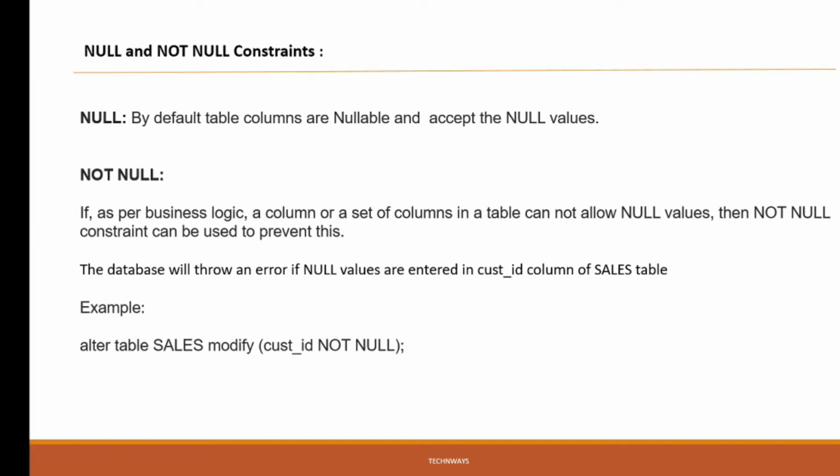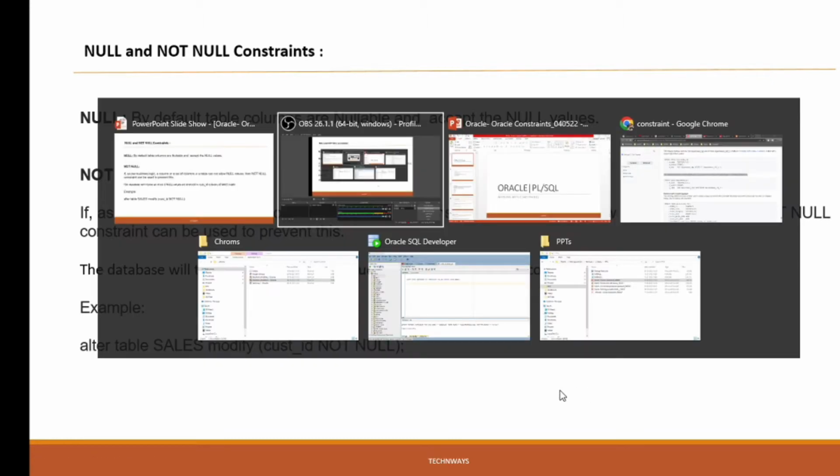Okay, and not null. In a specific case, if we don't want to make that column nullable, or we want to make sure the column has a value for that particular record, in that case we can make the column not null. So let me show you through the database how we do that.